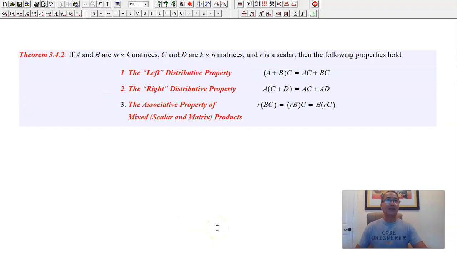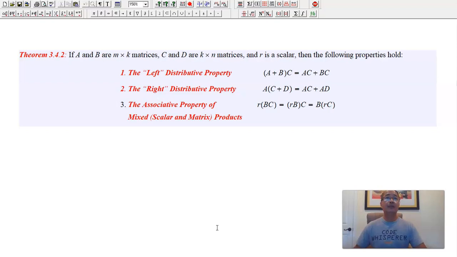Okay, now it gets a little bit tricky. We will see properties of matrix addition when incorporated with matrix multiplication. So this time, we have two matrices A and B, which are the same size, m by k, and then we have two matrices C and D, which are a different size. They're k by n. And we have a scalar r, like before.